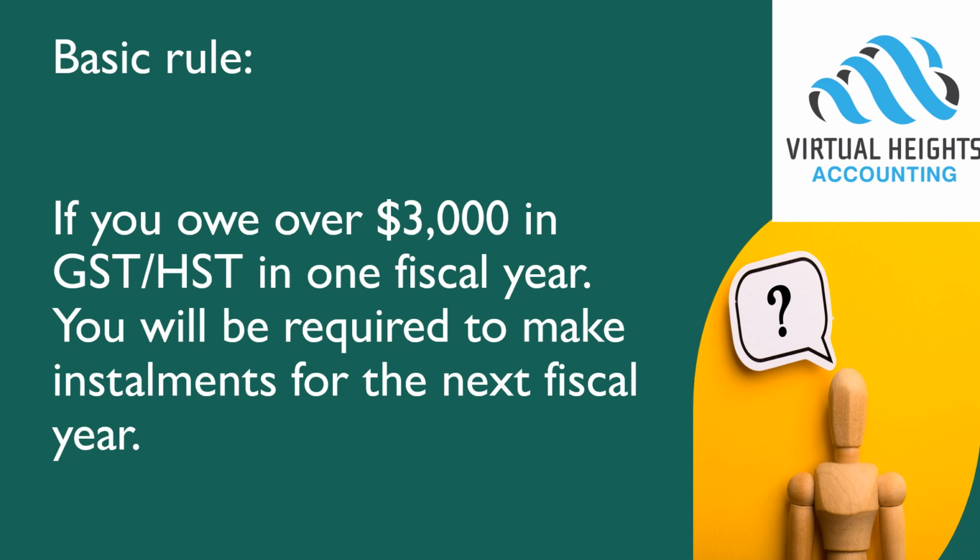An asterisk to that is that even if your net tax is less than $3,000 for your first fiscal year, you may have to make installment payments in your second fiscal year. This might be the case if you're an annual filer and your first year as a GST HST registrant was shorter than 12 months, because they base it on a 12-month basis. So if you have just incorporated, you want to take your net tax for the year you're reporting, divide it by the number of days you were registered for that fiscal year, and then multiply that by 365. If that amount is over $3,000, then you would have to.